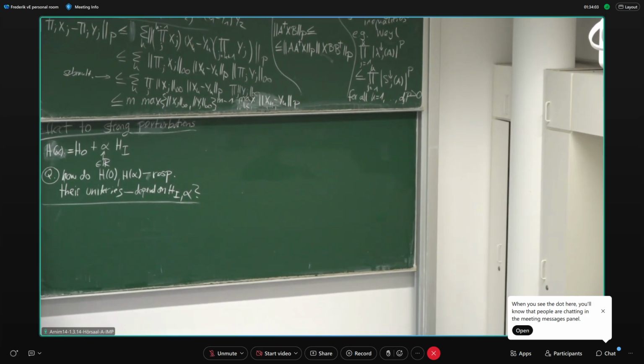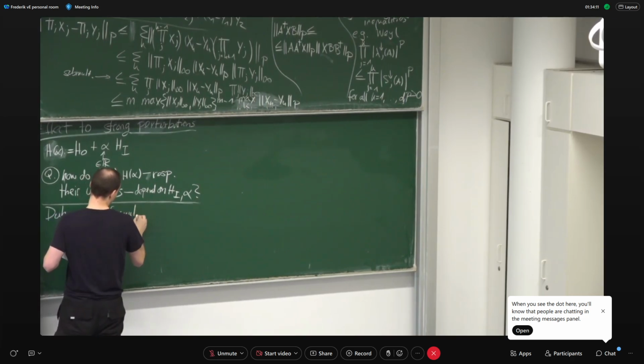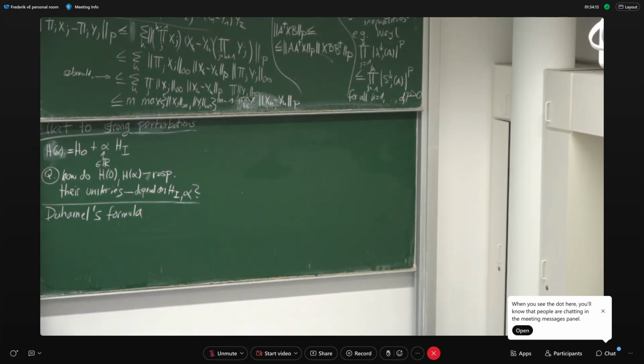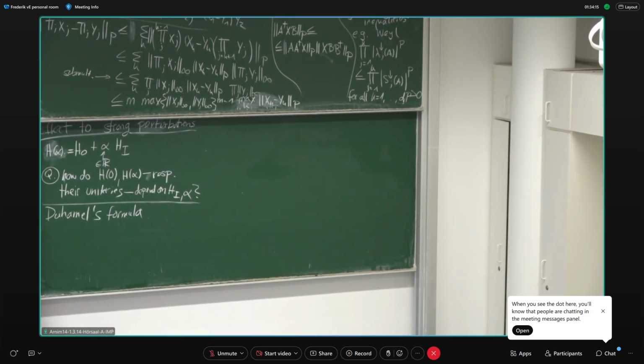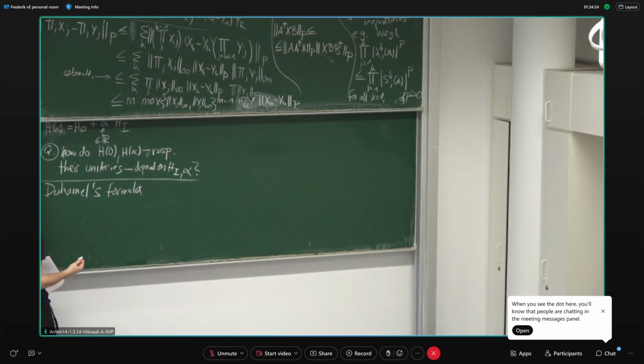The tool for this will be something called Duhamel's formula. This is the thing I kind of teased earlier, where this will be a nice formula for the difference of exponentials, matrix exponentials. Before stating it, I will actually prove it, because then it will be way more natural, I think.